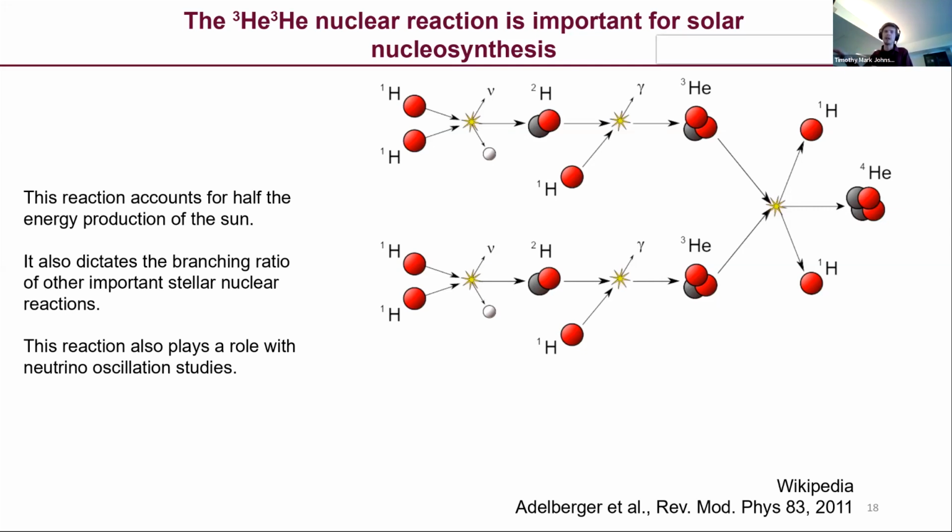And those reactions themselves produce neutrinos that have been studied looking at the flavor oscillations of the neutrinos as they are emitted from the sun. So this is an important nuclear reaction to know well, because it is going to directly affect the results of these neutrino oscillation studies, which is a pretty important area of modern physics.